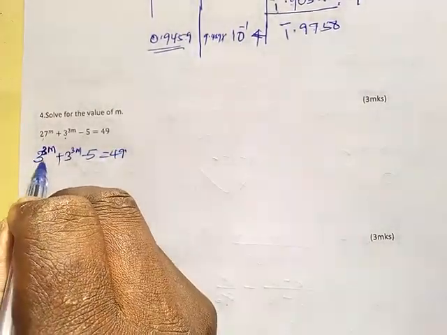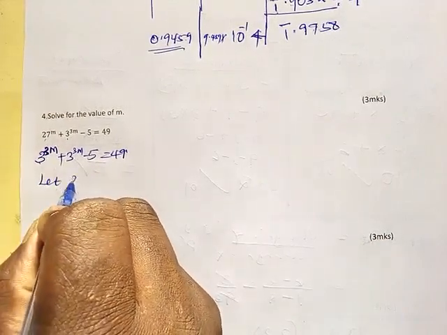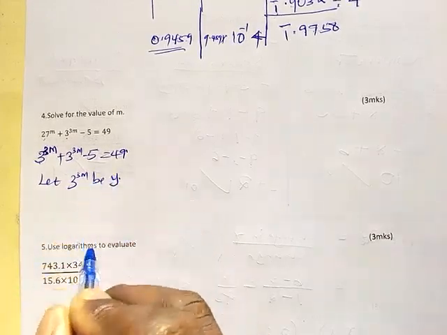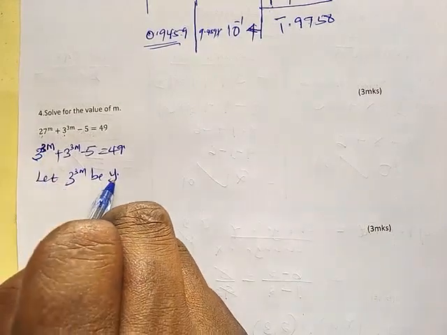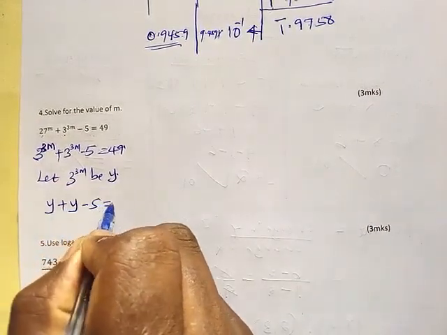Now we let this 3m, let 3m be y. So instead of 3 raised to power 3m, we put y. So we have y plus y minus 5. The answer is 49.